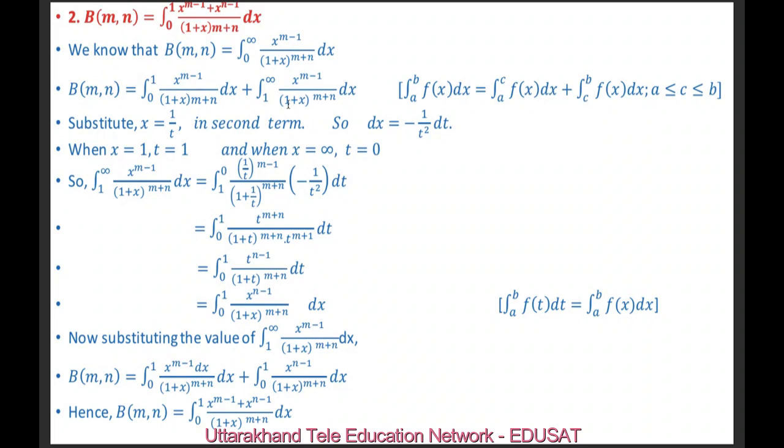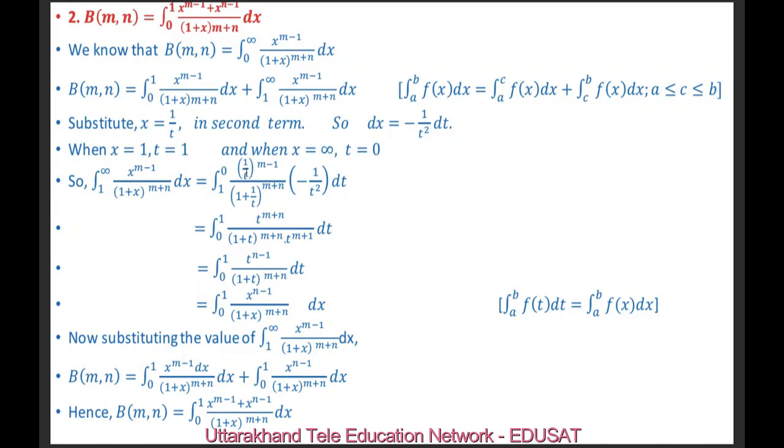So from 1 to 0, x is 1 upon t. So (1 upon t) raised to m minus 1, over (1 plus 1 upon t) raised to m plus n, and dx is minus 1 upon t square dt. We know that if we interchange the limits, the sign of integration also changes. So here it is 1 to 0, now it is 0 to 1. So it is t raised to m plus n, over (1 plus t) raised to m plus n, times t raised to minus m plus 1 dt.